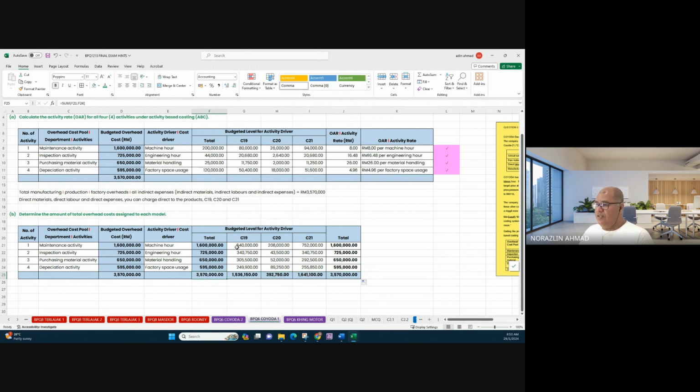Okay, same here. So this is how you determine the amount of total overhead cost assigned to each model. So this one is 4 marks. Then compute the new product for the 3 models.